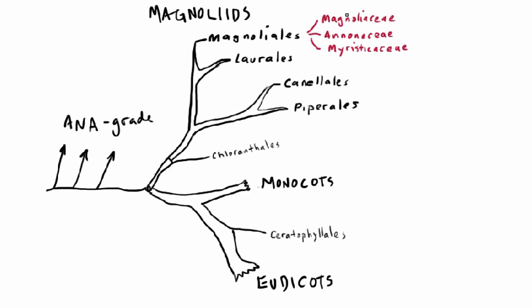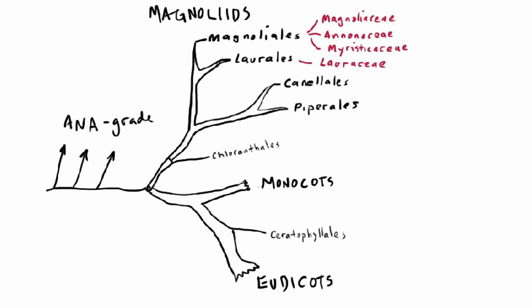So there you have 3 families in the order Magnoliids. Now the Laurelids is a sister taxon. It's a sister order to the Magnoliids. Magnoliids are more closely related to the Laurelids than they are to the other groups. Laurelids contains 4 different families. We'll only talk about one, and that's the Lauraceae.